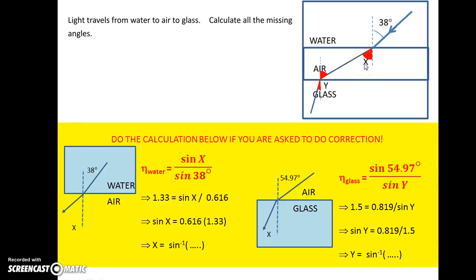Then the refracted angle will become the incident angle in the second refraction. And this is actually 54.97 degrees. We put it here as the numerator, and then you may find the refracted angle in glass, which is y.